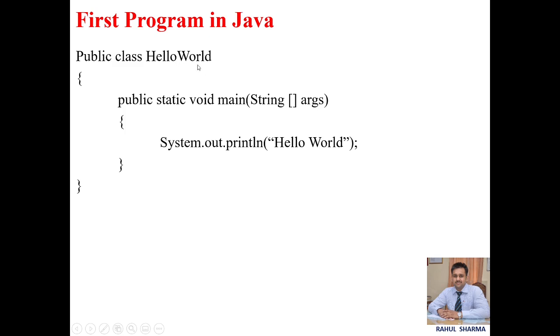So this HelloWorld is a user defined class and this String and System are predefined classes.